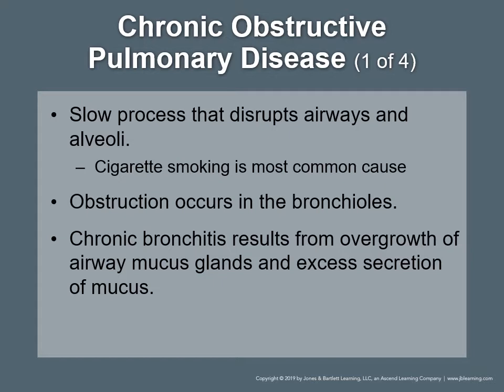Chronic bronchitis results from overgrowth in the airway mucus glands and excess secretions of mucus, which blocks the airway. Patients have a chronic productive cough for at least 3 months per year for 2 or more consecutive years.